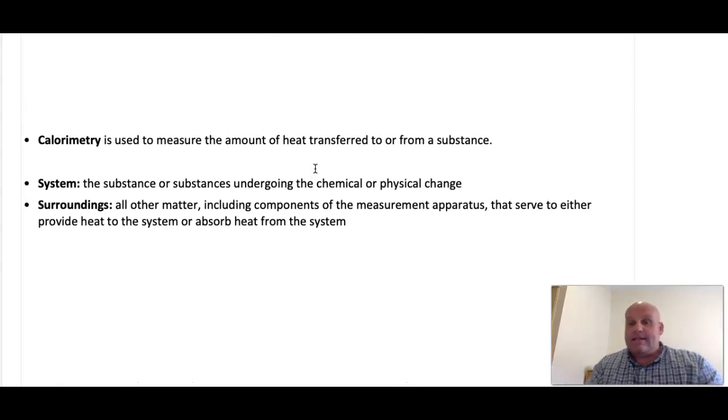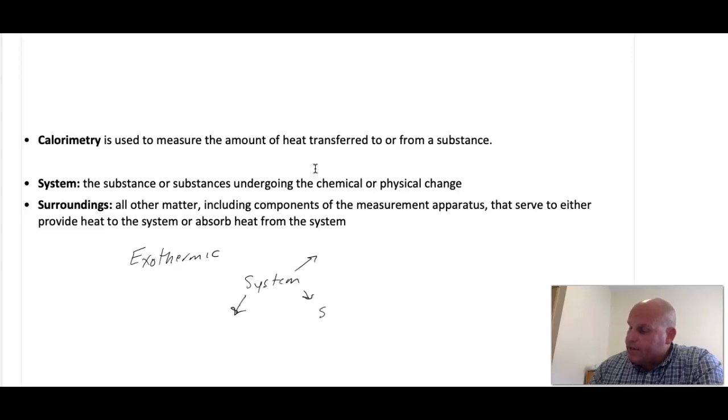Now, a key concept here is this idea of system versus surroundings. When we talk about heat flow, when we talk about a reaction or a process being exothermic, meaning it releases or produces heat, that means that the system is going to lose heat. And where does it lose heat to? It's going to lose heat to the surroundings. Okay, so be comfortable with these two terms. You're going to hear them a lot, system versus surroundings. So in an exothermic situation, the system is losing or releasing heat to the surroundings.